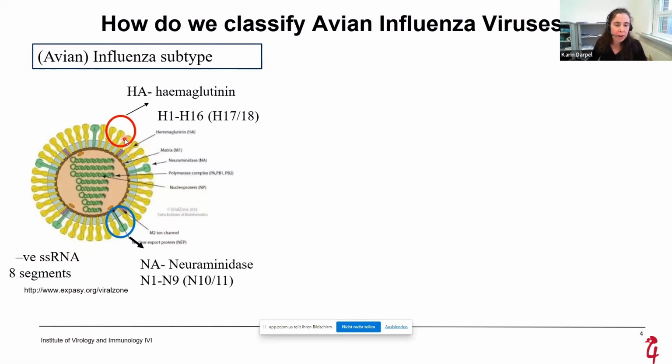These are determined by the two outer proteins of the virus, the hemagglutinin and the neuraminidase. There are 16 classical types of hemagglutinin, with 2 more recently being discovered in bats, and 9 of the neuraminidase, with 2 more being discovered in bats as well. What is also important to note is that the RNA genome is organized as 8 segments. So this is a segmented virus.